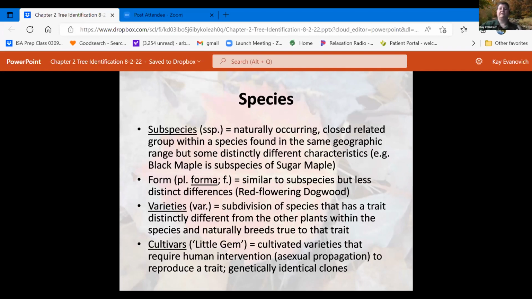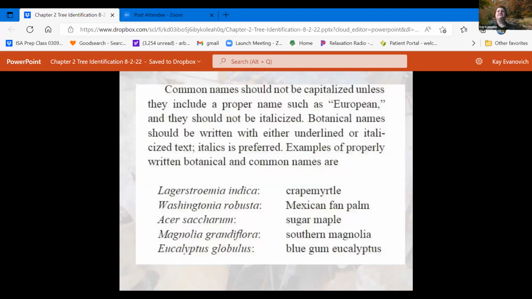Little gem would be a cultivar. All right, so common names should not be capitalized, remember that, unless they include a proper name like European, that's in quotation marks, and they should not be italicized, right? Just going over all this might look familiar if you've got the chapter 4 edition. Botanical names are written with either underlined or italicized text, and italics is always preferred. And these are some examples of properly written botanical and common names.